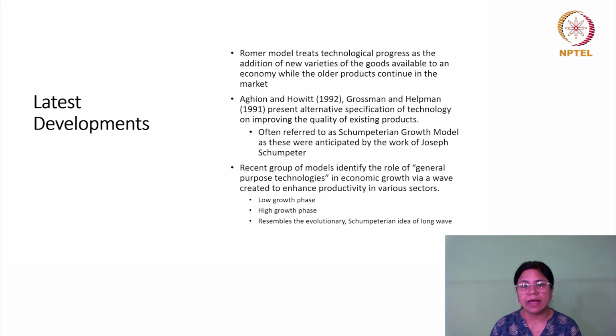So then what we see is that the Romer model treats technological progress as the addition of new varieties of goods available to an economy, while the older products continue in the market. So this is a very important point in this model. Here you find that newer varieties are being introduced, coming through the R&D sector, which are then absorbed by the intermediate production sector and then continued. As a result, the older products are also continuing.